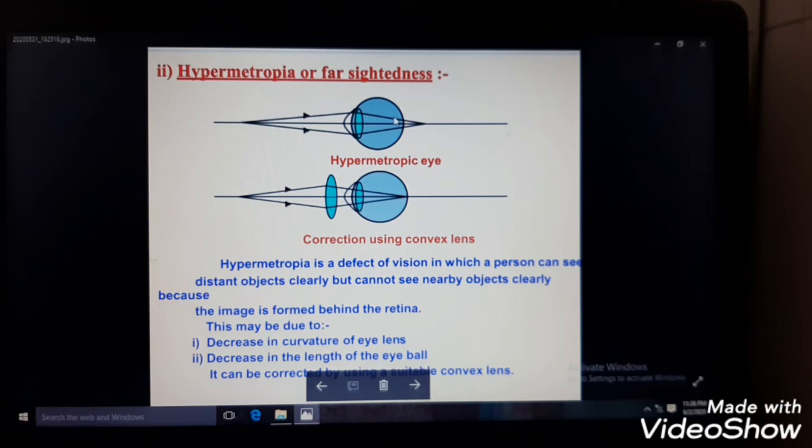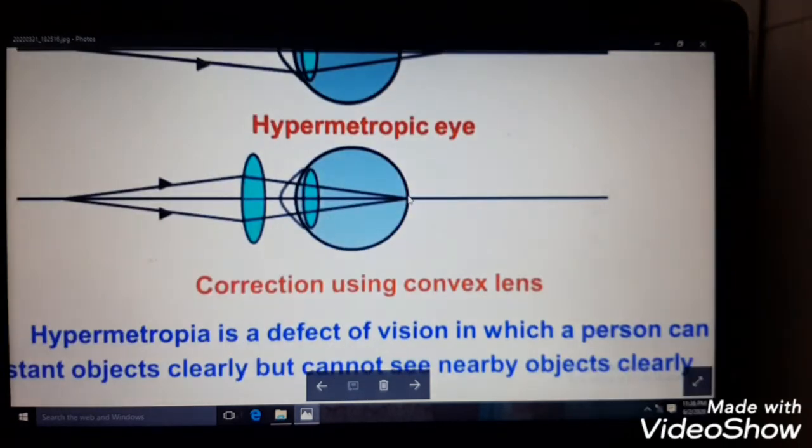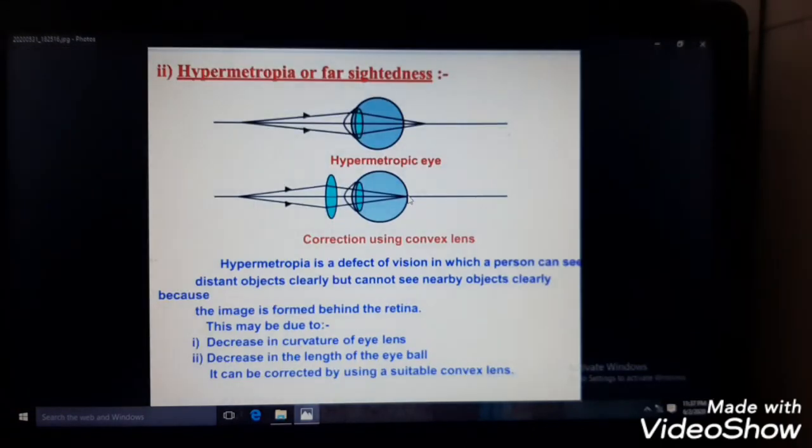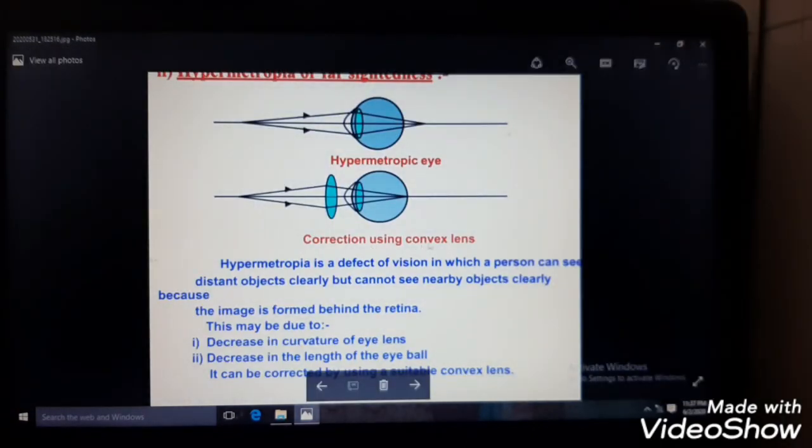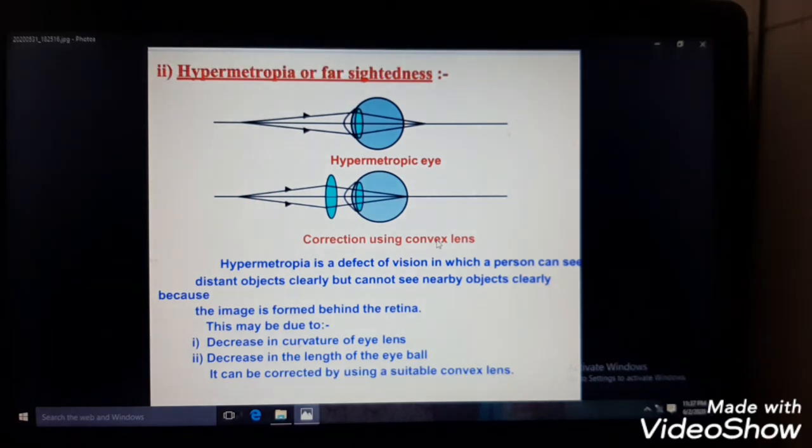Since the image is not formed on the retina, the image is not clearly visible. So how can it be cleared? It can be cleared with the help of a convex lens, because a convex lens is a converging lens. It will converge the rays before they reach the eye and the image will form at the retina. Is it clear? So how can it be corrected? It can be corrected with the help of a convex lens.